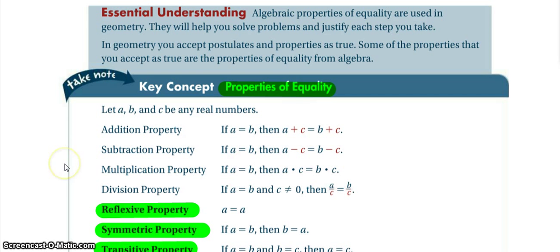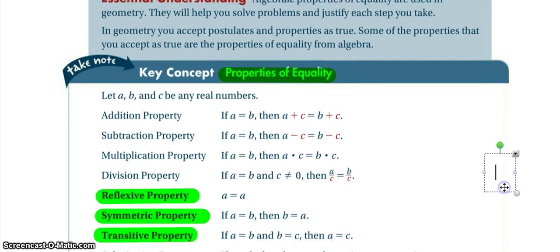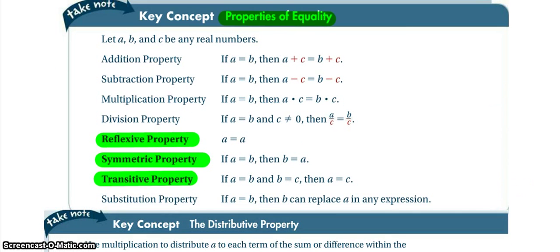So our key concepts for this lesson are some properties of equality. Hopefully some of these are familiar, some of them might be new. We have our addition property, which is essentially telling us that if we add something on both sides, we stay equal. Same with subtraction, same with multiplication, and same with division. But these properties are probably new for you.